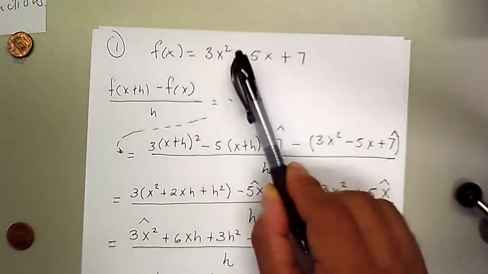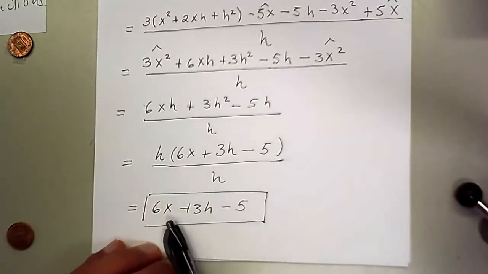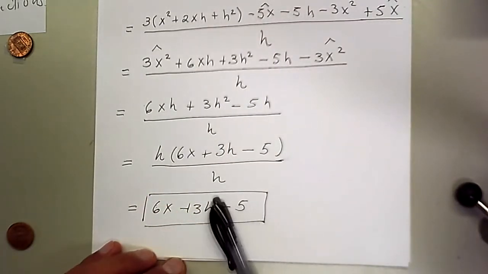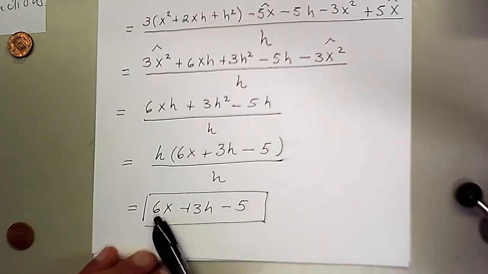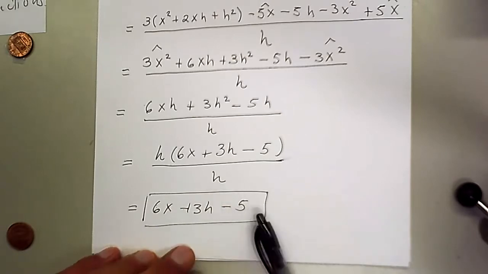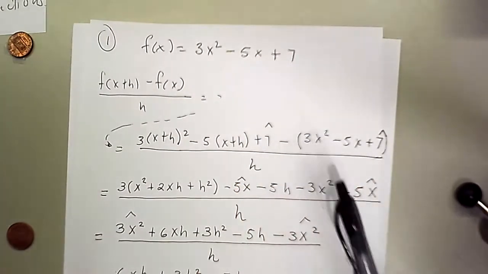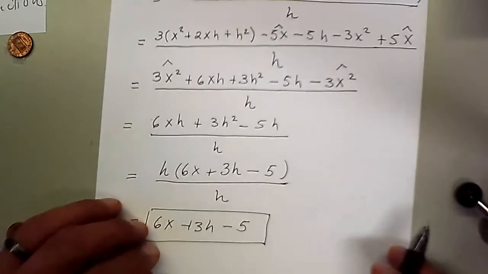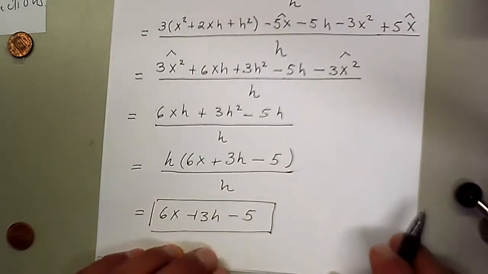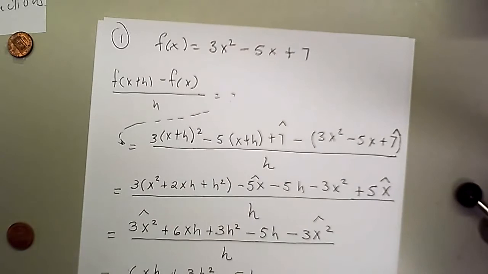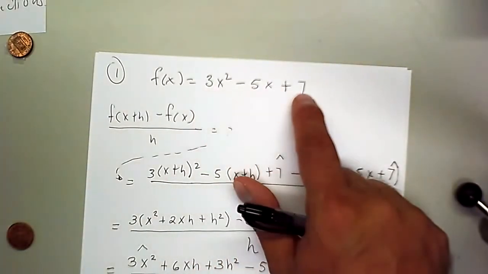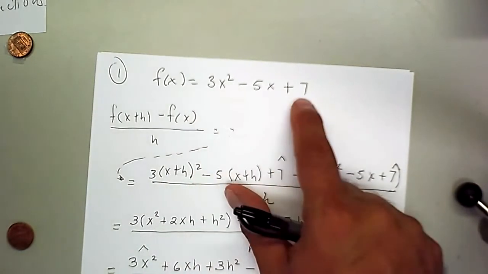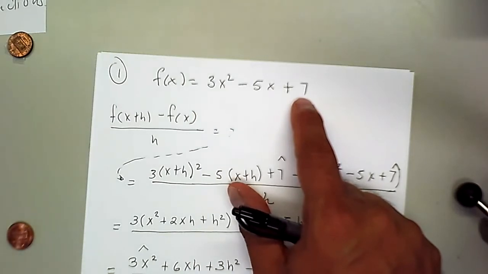The derivative of this function is 6x minus 5. If we neglect the h, then what is left over is exactly the derivative of this function. So there's value in doing this. Okay. At this point of the game, we want to make sure we know how to find the derivative of a quadratic function. So this is a quadratic function, and we have to know how to handle it.